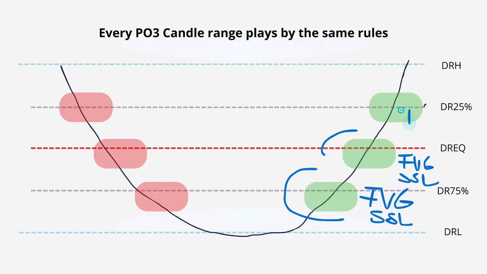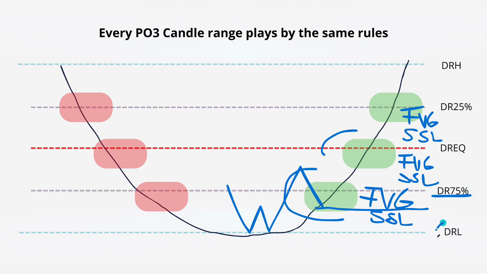The same applies here with fair value gap and sell stops. For example, imagine price is in this area here and closes above the 75 with candle bodies. The dealing range reads the candle body closes. So price closes above the 75, and you will expect the retracements in this quarter, at maximum the midpoint between the 75 and the dealing range low.